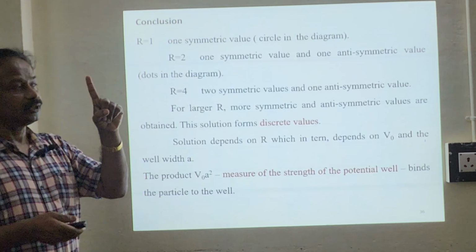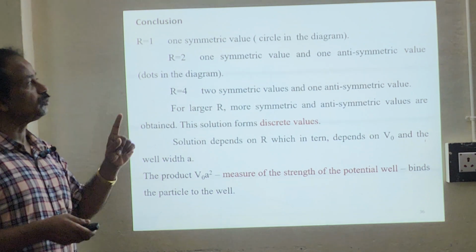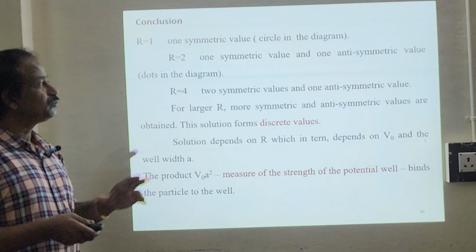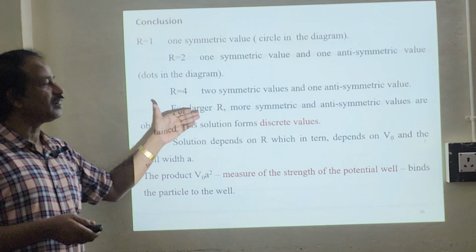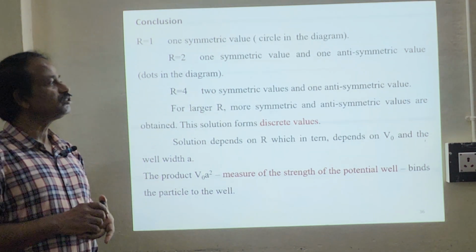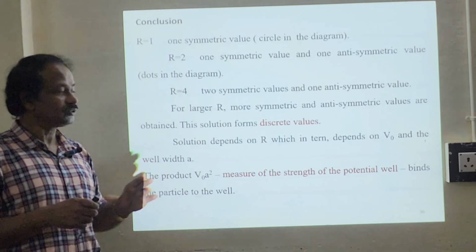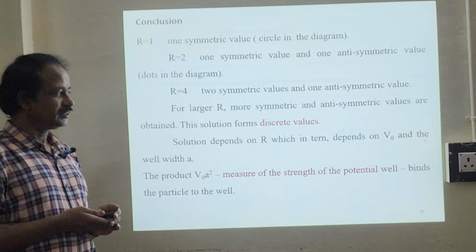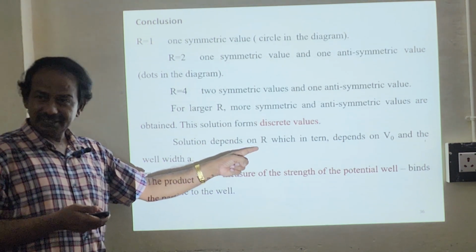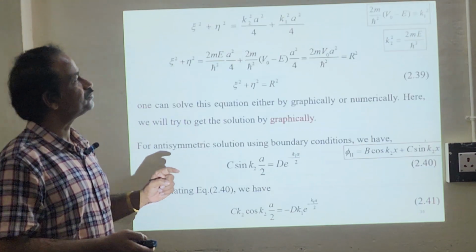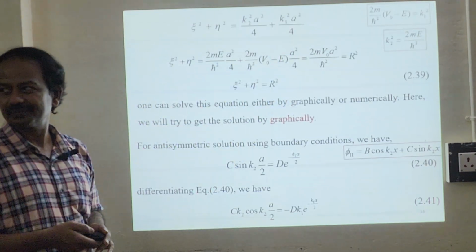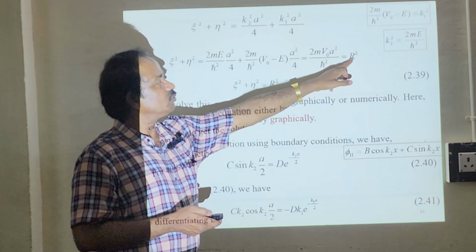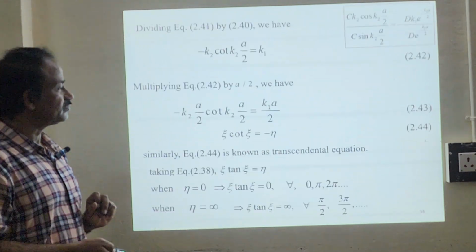So at R equal to 1 we have one symmetric value. At R equal to 2 we have one symmetric value and one anti-symmetric. At R equal to 4, the next one, we have two symmetric solutions and one anti-symmetric. So for larger R, there will be more symmetric and anti-symmetric solutions. They are all discrete values. So the solution depends on R, and it depends on V0, correct? Because 2m V0 a squared by h bar squared equals R squared.